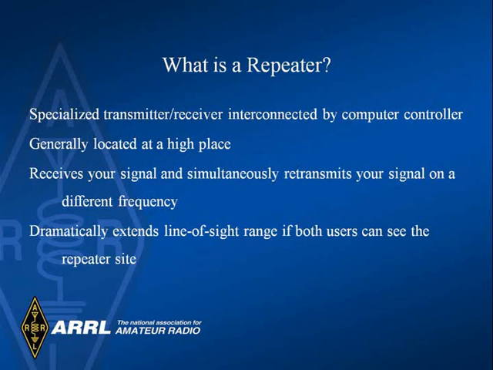A repeater is a specialized transmitter-receiver, usually interconnected by a computer controller. It is generally located at a high place. It receives your signal and simultaneously retransmits it on a different frequency, which dramatically extends the line of sight range if both users can access the repeater site.